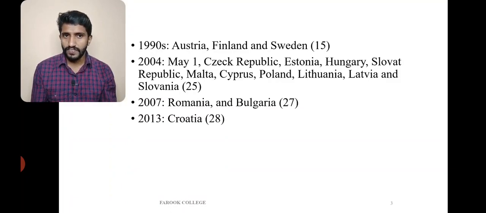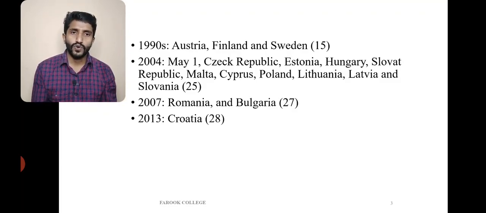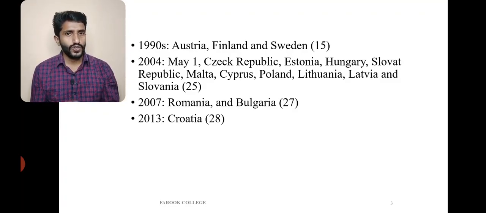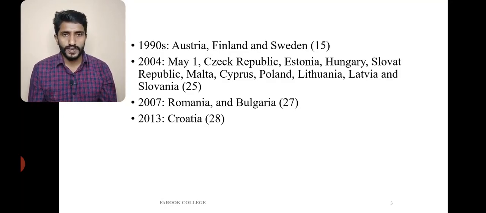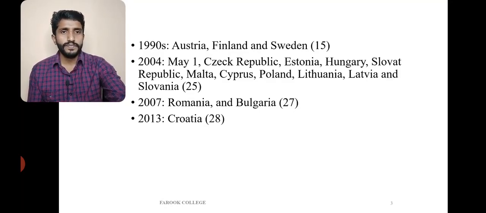In 2007, Romania and Bulgaria also joined. Finally, in 2013, Croatia also joined. So the total members became 28. But later on, the UK left the European Union. So the total membership of the European Union is 27.